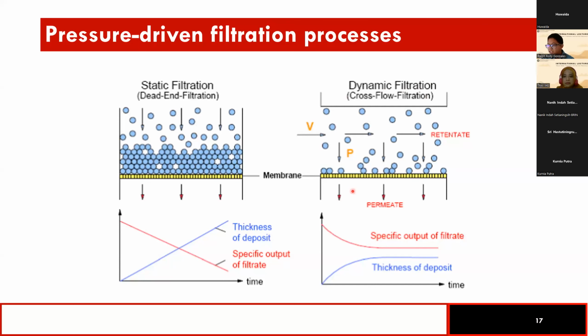Whereas for the cross-flow filtration or the dynamic filtration, because the feed water runs parallel through the membrane and the permeate goes into the other side, there is no limit on the performance, or there is significantly better performance based on deposition and the filtration process. So this is one of the advantages of cross-flow filtration.